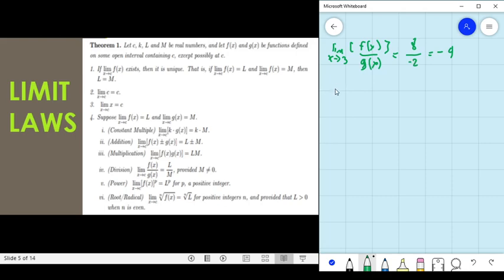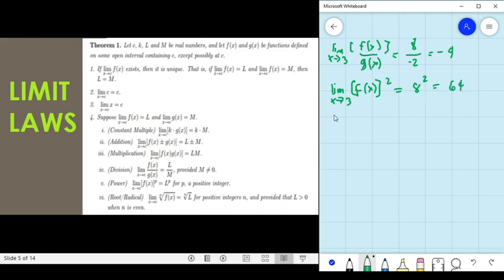And then, for example, we have the limit of f(x) to the second power as x approaches 3. Since the limit of f(x) as x approaches 3 is 8, then squaring that, the answer is 64.